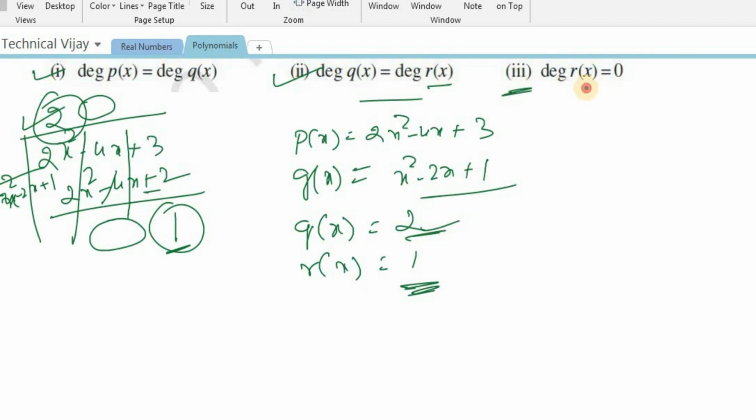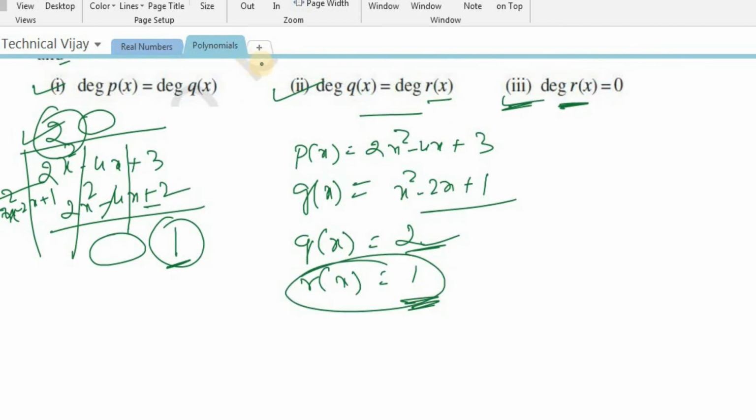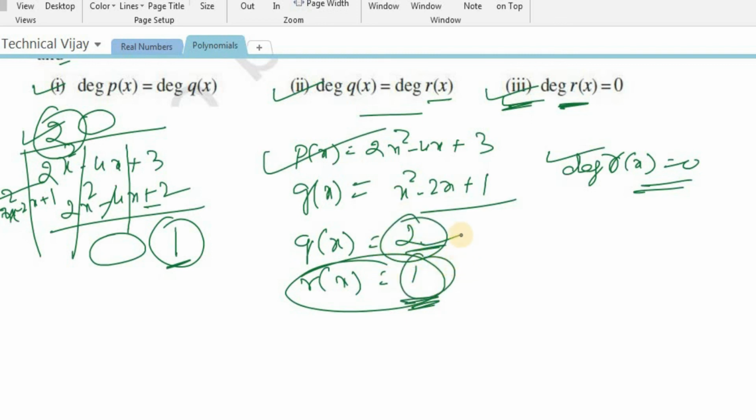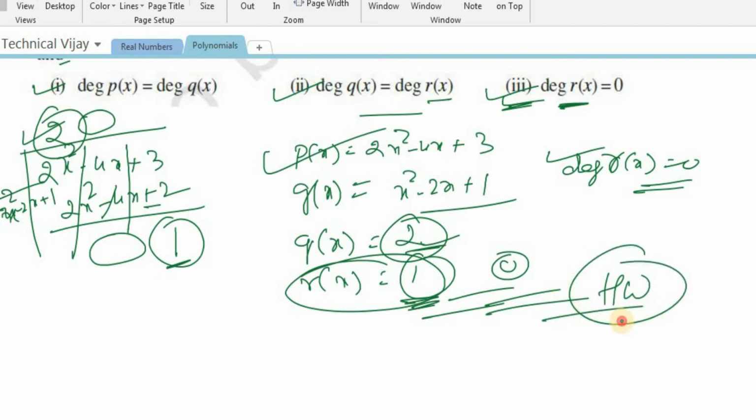In the same way, degree of r of x equal to 0. So for this third example, the degree of r of x is to be equal to 0. For this also the same example can be given, because the degree of this q of x and the degree of r of x are both equal to 0 only. So the same example can be given, or otherwise you can give some other example. This can be taken as homework for you. Okay, so let us go for the next exercise.